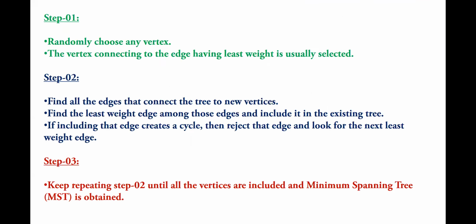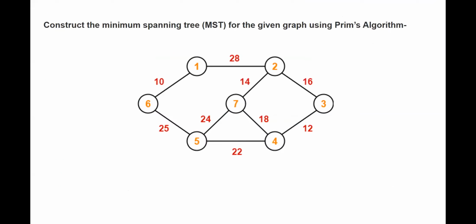What next? Keep repeating step 2 until all the vertices are included in the minimum spanning tree. Each and every vertex must be covered, so until then I must go on repeating this step 2. See here, this is the example that I have taken.